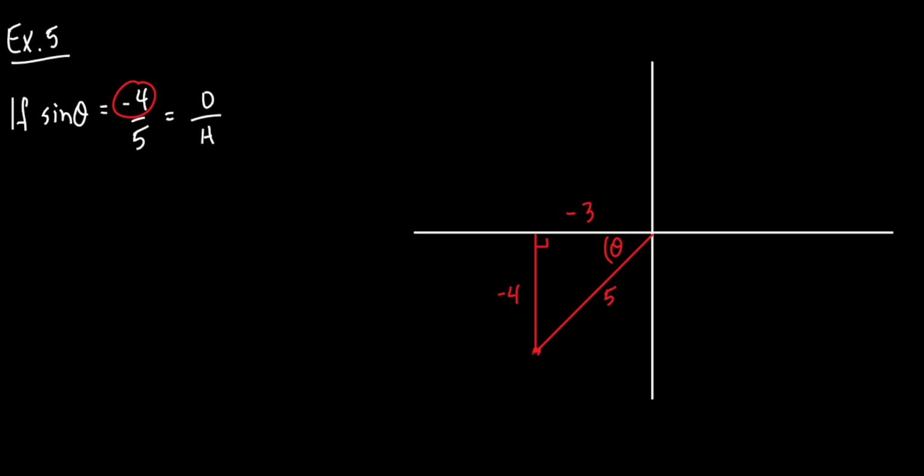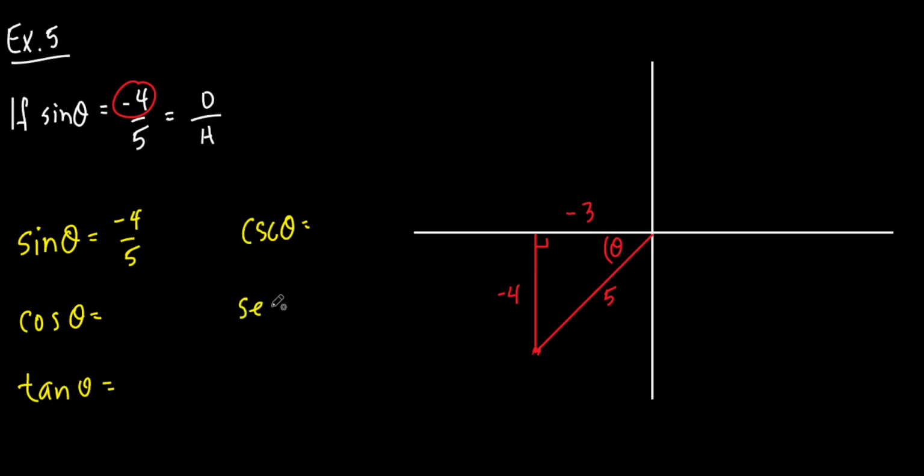So what do they want you to do? They want you to find the other trig functions, right? We already know the sine. They told us that one right off the top. What was it? -4/5. What do we got to find now? The cosine of theta and the tangent of theta. And then we got to find the cosecant of theta, the secant of theta, and the cotangent of theta. Everybody with me on this? This is what we're trying to find.